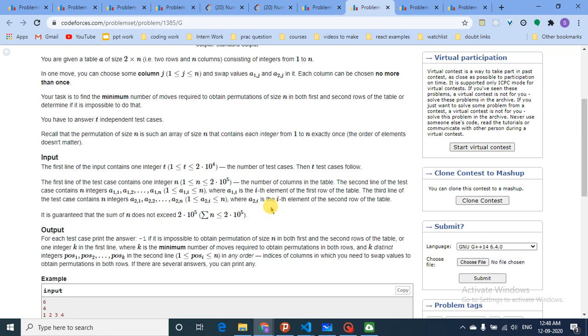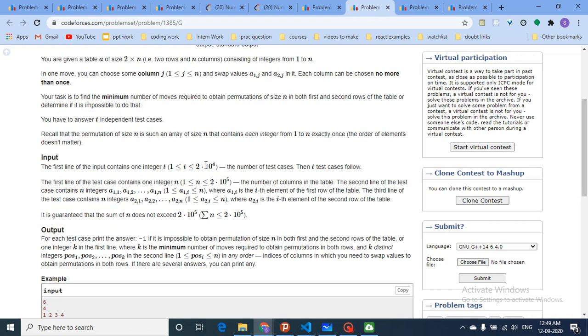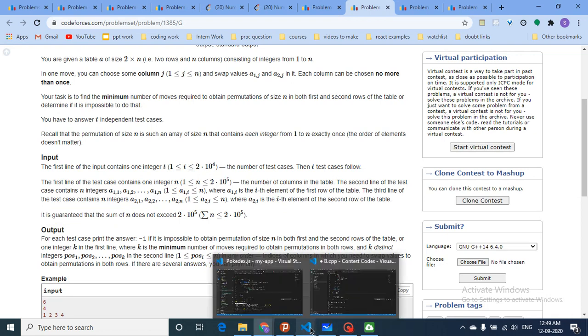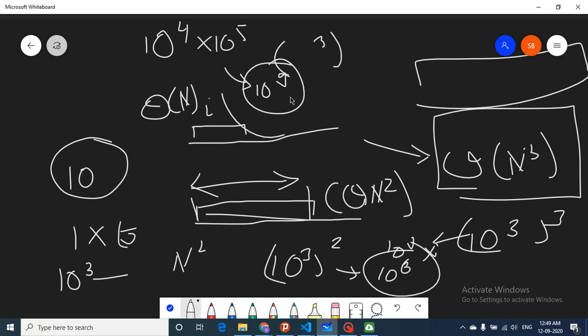This will help us to know that over all the test cases, because as you can see, the test cases are up to 10 to the power 4 and n is up to 10 to the power 5. If you just take all 10 to the power 4 test cases and all n up to 10 to the power 5, then how can we even make this happen in 1 second? 10 to the power 4 times 10 to the power 5 will become 10 to the power 9. How would the question statement justify doing this question in 1 second?